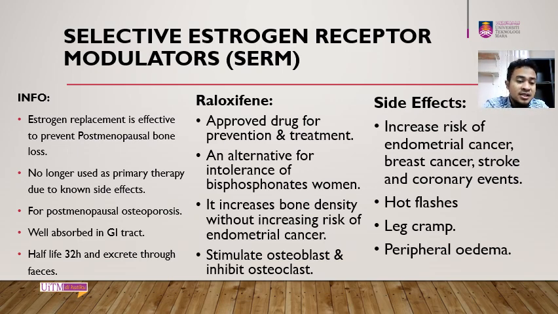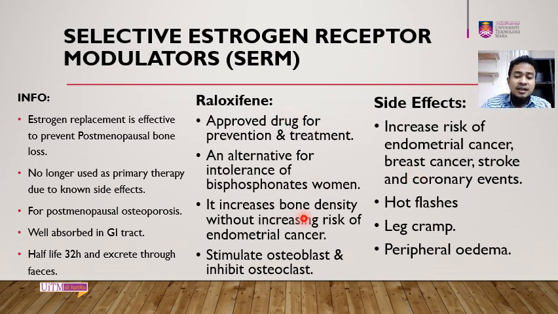This particular drug or agent is well absorbed in our gastrointestinal tract, and the half-life is 22 hours and it is excreted through our feces. One example of SERM is raloxifene here. This is an approved drug for prevention and treatment, but remember, this is no longer used as the primary type of drug. It is an alternative for women intolerant of bisphosphonate. The first agent we went through was the bisphosphonate. For those who do not have tolerance for that, this is among the alternatives.